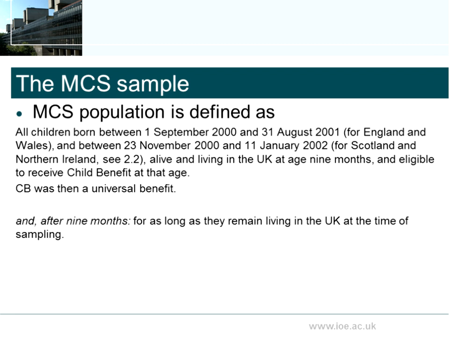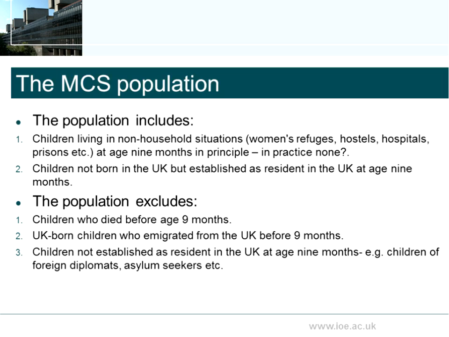So the exact definition of the MCS population is the following. It's all children born between 1st of September 2000 and 31st of August 2001 for England and Wales, and between 23rd of November 2000 and 11th of January 2002 for Scotland and Northern Ireland. All children were living at the age of 9 months and were eligible to receive child benefits at this age. At this time, child benefit was a universal benefit, and the administrative records were used to identify the children eligible to be included in the MCS sample.